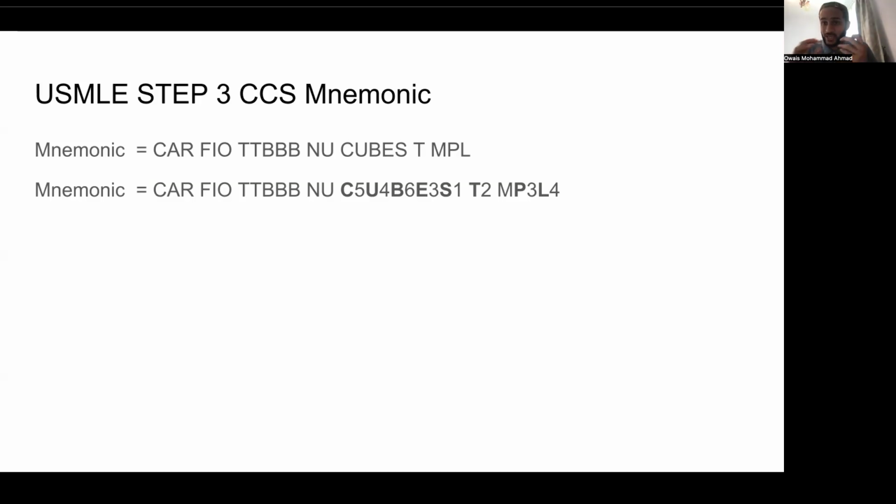TBBB reminds you of tuberculosis, which is very common in the hospital. And U is something I'm memorizing, and cube stimulator I'm also memorizing, but it gives me an idea of all the tests.